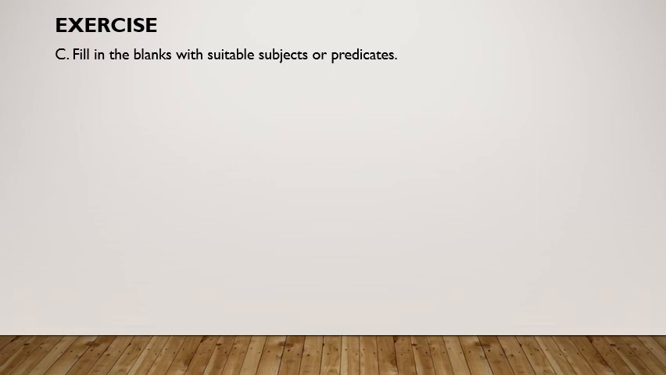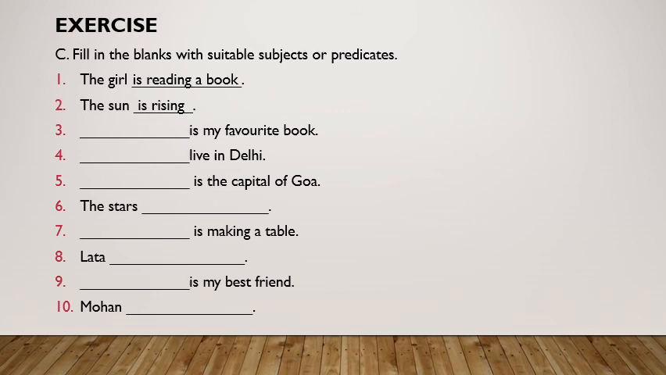Let's see the exercise C. Fill in the blanks with suitable subjects or predicate. So here a sentence is given to you and you have to fill the subject or the predicate depending on the sentence. For example, first, the girl is reading a book. Second, the sun is rising. In the similar manner, you have to fill the rest of the blanks.